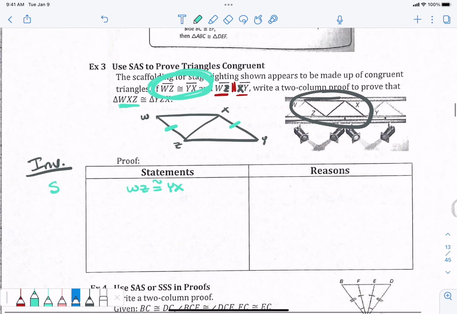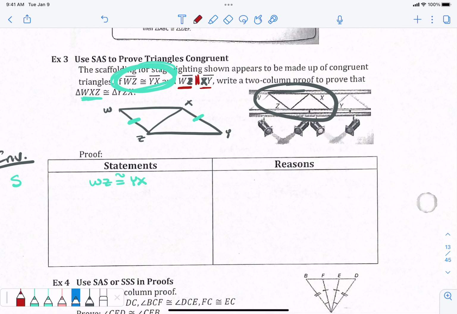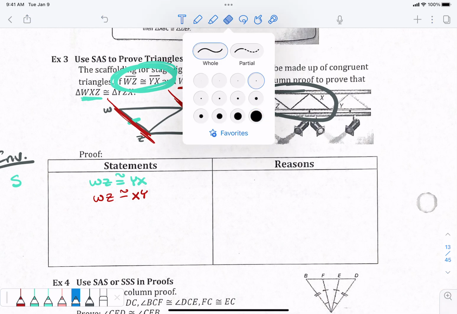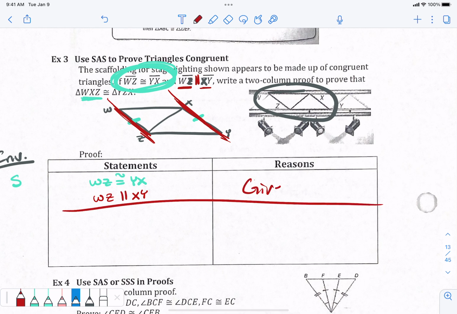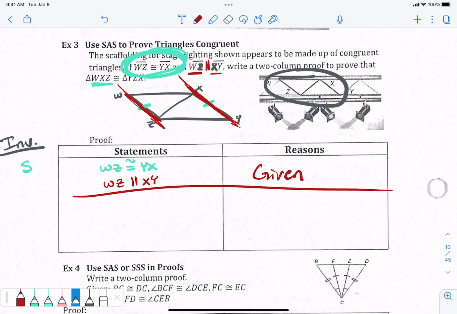Then the next thing it tells me is that WZ, which is this guy right here, is parallel to XY. So those two lines are parallel to each other. That doesn't really tell me a side though. It might help me figure out some angle stuff. So I'm going to write that down as my given information. It just tells me those two lines are parallel, so I'll use that in a minute. I know that I need two more things to check off. What else can I say from this diagram that it has to be the same?